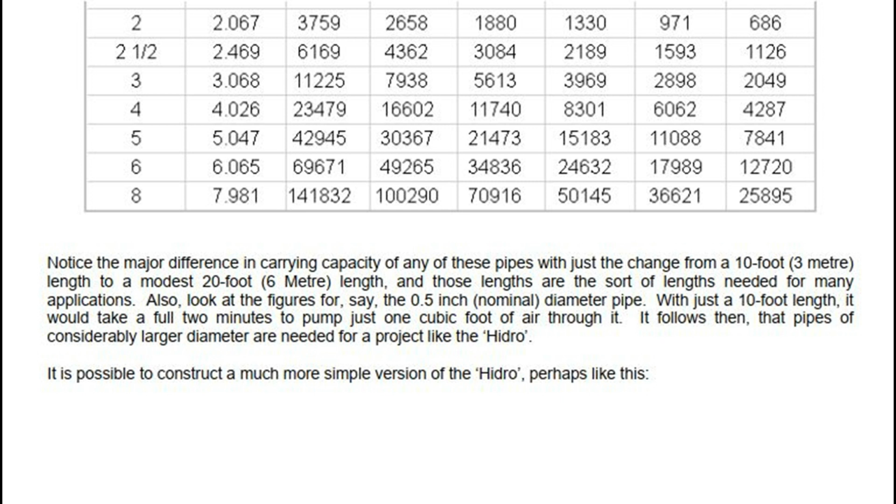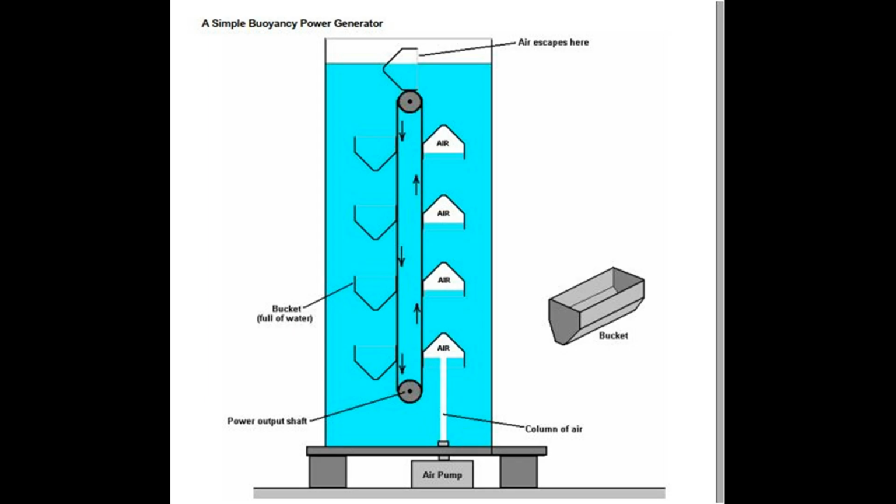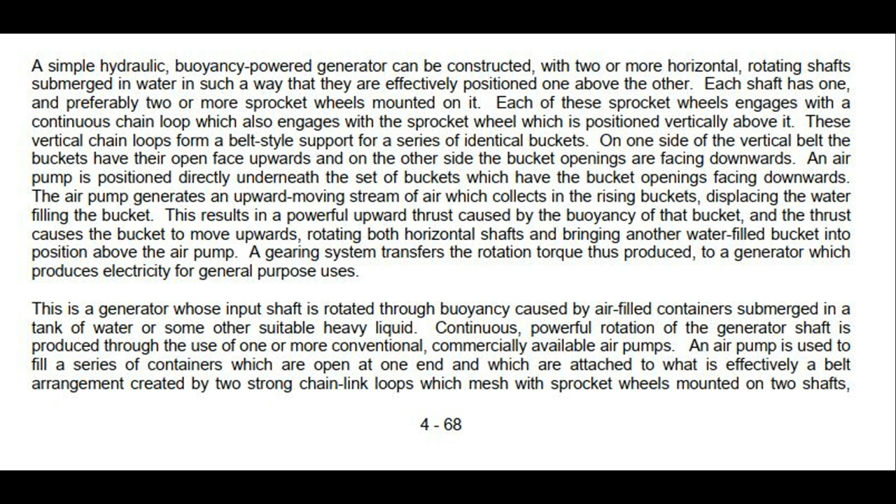It is possible to construct a much more simple version of the hydro, perhaps like this. A simple hydraulic, buoyancy-powered generator can be constructed, with 2 or more horizontal, rotating shafts submerged in water in such a way that they are effectively positioned one above the other. Each shaft has 1, and preferably 2 or more sprocket wheels mounted on it. Each of these sprocket wheels engages with a continuous chain loop which also engages with the sprocket wheel which is positioned vertically above it. These vertical chain loops form a belt-style support for a series of identical buckets.